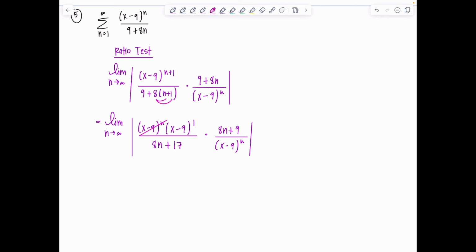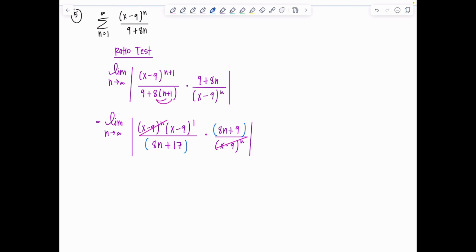(x minus 9) to the n cancels. That's it. The cancel party is over. No, you may not cancel these 8n's. Please don't think about such illegal maneuvers. The math police are going to come snatch you right up. They will. If you need to put parentheses to remember that they stay together, those are a little family. Don't break up the family. Don't be a homewrecker.